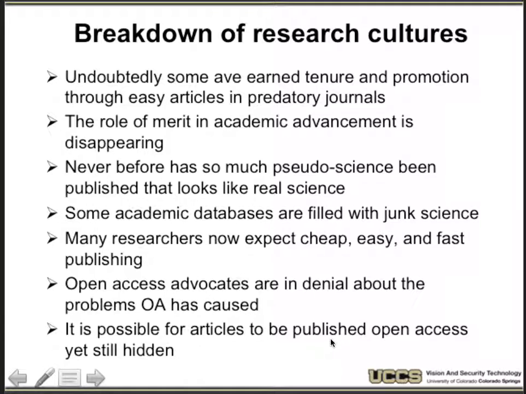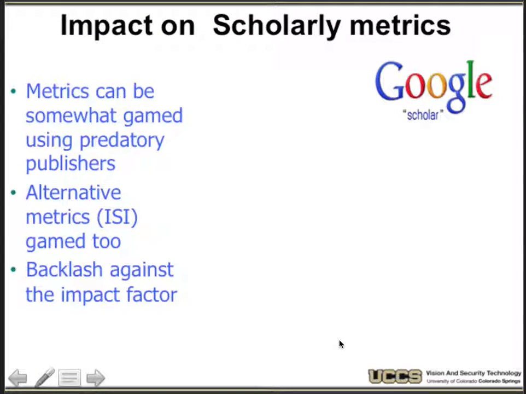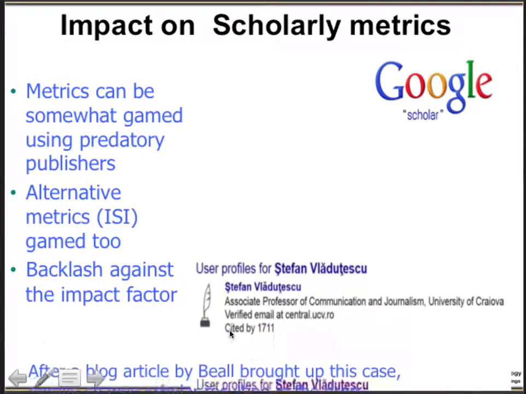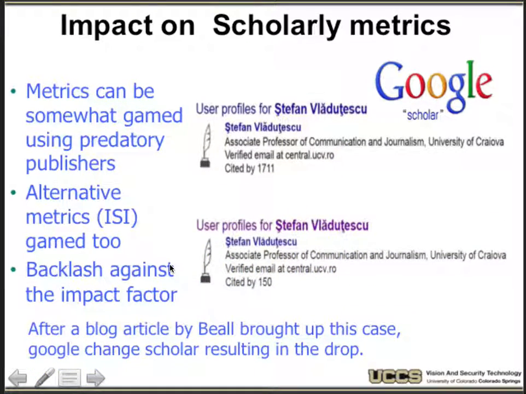It's also possible for articles to be published in open access and still yet hidden. Just because it's open access doesn't mean it's widely known. That's one of the places where making sure you're looking at good venues matters. If you look around, you'll find articles that talk a little bit about this. Some of the metrics, like H index, can be gamed by predatory publishers. Alternative impact measures like ISI, Reuters journal impact can be doing the same thing. This has caused a little bit of a backlash against impact factors and a little bit more of putting quality of the venue on in terms of what's going on.